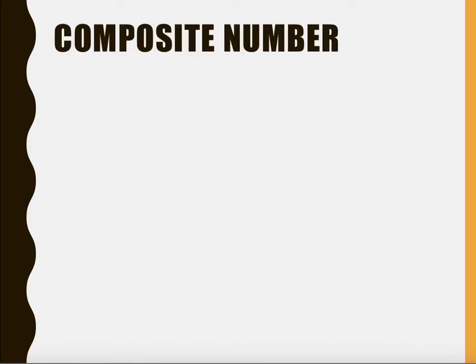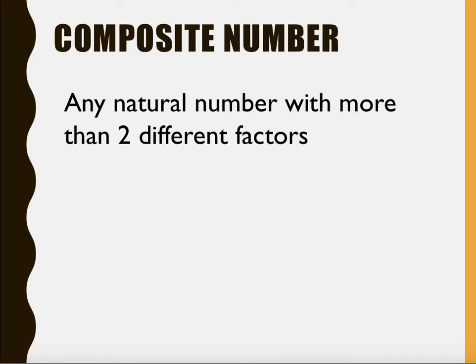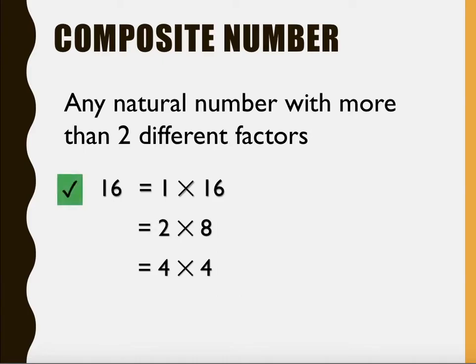Now let's look at what a composite number is. If a natural number has more than two different factors, then it's called a composite number. Obviously, this is not a prime number. 16 can be written as 1 times 16, 2 times 8 or 4 times 4. Obviously, there are more than two different factors here. So 16 is called a composite number.